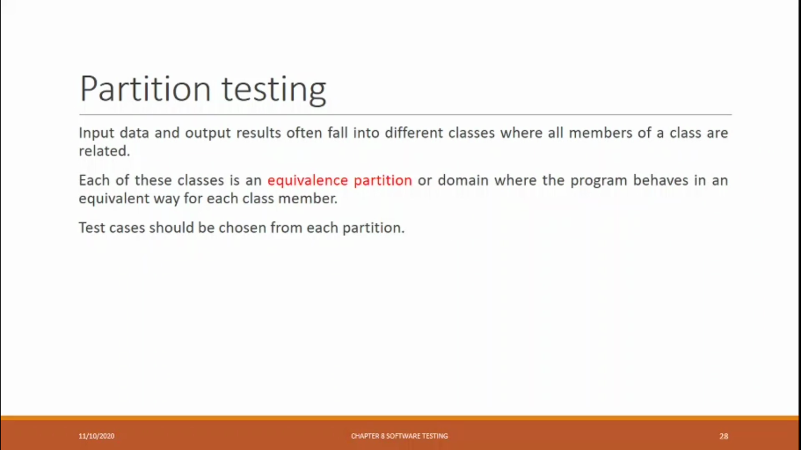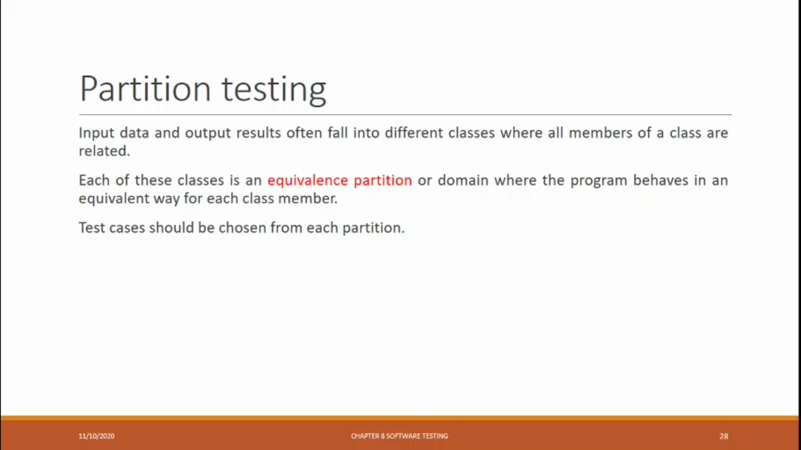So partition testing: input data and output results often fall into two different classes, where all members of the classes are related. Once you give input, the output results will often fall into these classes. Each of these classes is an equivalence partition or domain where the program behaves in an equivalent way for each class member. Test cases should be chosen from each partition.